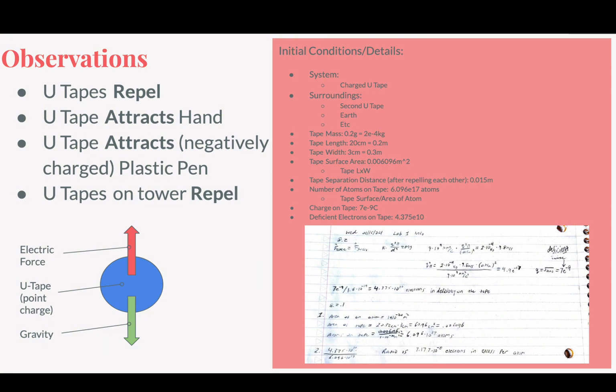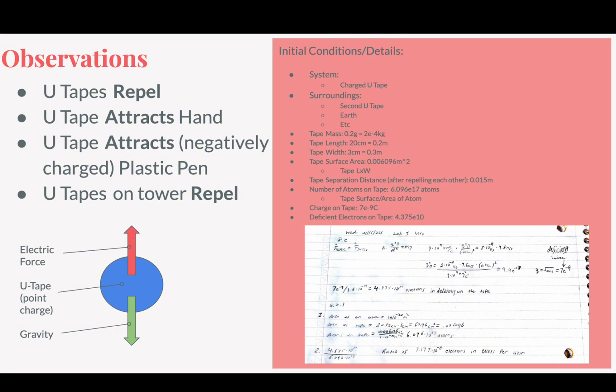Here's some of my initial measurements, including tape mass, tape length, tape width, tape surface area, the separation distance between the 2 U-tapes once one was floated above the other, the number of atoms on one piece of U-tape, and the charge of the U-tape and the deficient electron. The image of notebook paper below the initial conditions and details shows my calculation in finding all these values. The values of tape mass, length, and width were simply measured using a meter stick, and the others were calculated.